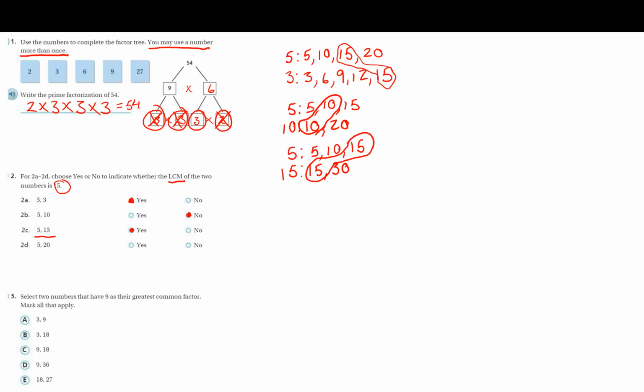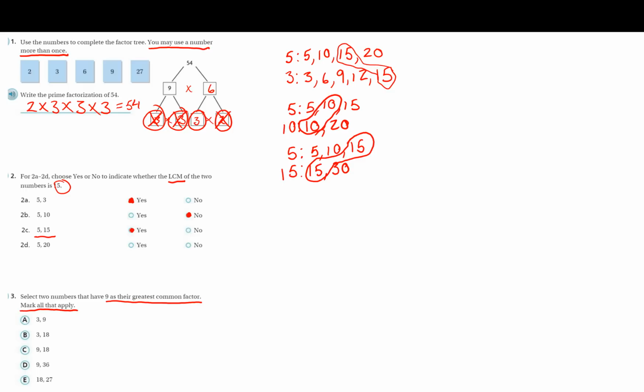Okay, and then you do the same process for 2D. I'll let you go ahead and do that one on your own. Okay, number 3 says select two numbers that have 9 as their greatest common factor, and then this is a mark all that apply.